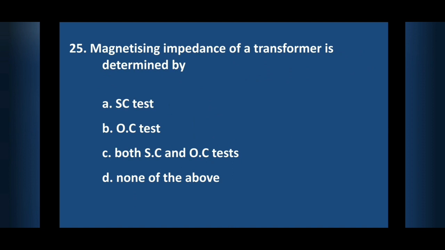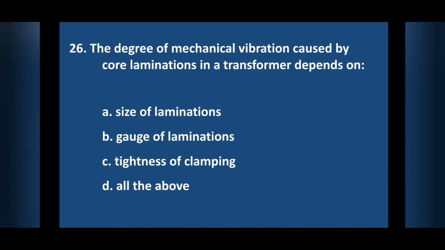Question number 25. Magnetizing impedance of a transformer is determined by. Answer is option B, open circuit test. Question number 26. The degree of mechanical vibration caused by core laminations in a transformer depends on. Answer is option D, all the above.